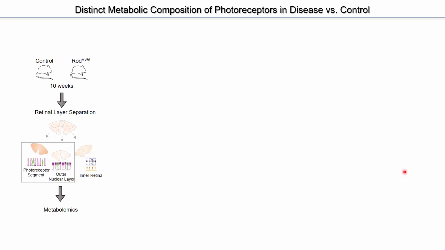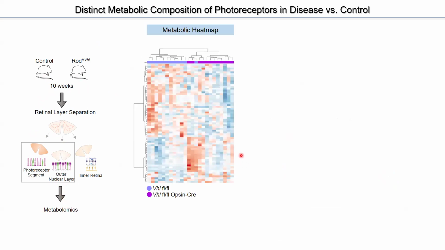So to then add on to this data, we wanted to perform metabolomics to see if on the metabolic level and metabolic composition, we could see any changes between our rod VHL and control mice. So again, at the exact same time point, we separated the photoreceptors and the outer nuclear layer, and we performed metabolomics. And here we can see on this metabolic heat map that the VHL mice, so this is the photoreceptor segments and ONL areas combined, that we could see a nice separation of the two.